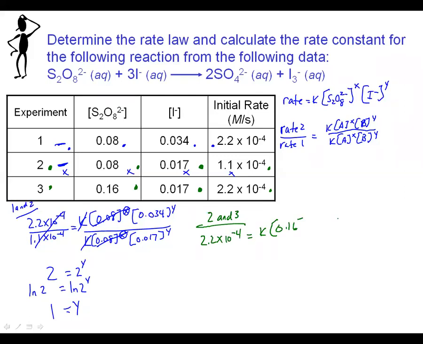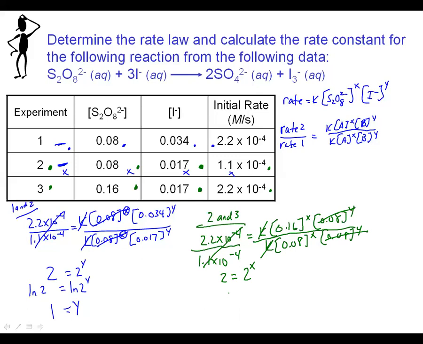And again, everything I just put there is all from entry number 3. And then we'll take everything from entry number 2 on the bottom. So same thing here, we're going to divide, and this is going to give us 2. Again, the K's, we don't know what it is, but they should be the same, so they'll cancel. 0.08 and 0.16, when you divide that, gives you 2 to the X. And again, since we held this constant, it will also remain constant. And again, you can see here, X does equal 1 in this case.